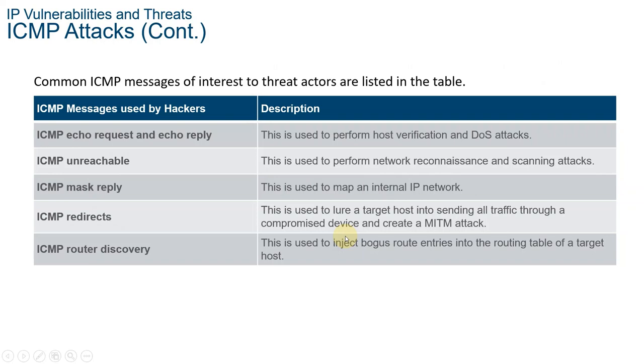This table shows the common ICMP messages of interest to threat actors. This includes ICMP echo request and echo reply, which is used to perform host verification and denial of service attacks. You also have the ICMP unreachable, which is used to perform network reconnaissance and scanning attacks. ICMP mask reply is used to map an internal IP network. ICMP redirects are used to lure a target host into sending all traffic through a compromised device and create a man-in-the-middle attack. The last one is ICMP router discovery, which is used to inject bogus route entries into the routing table of a target host.